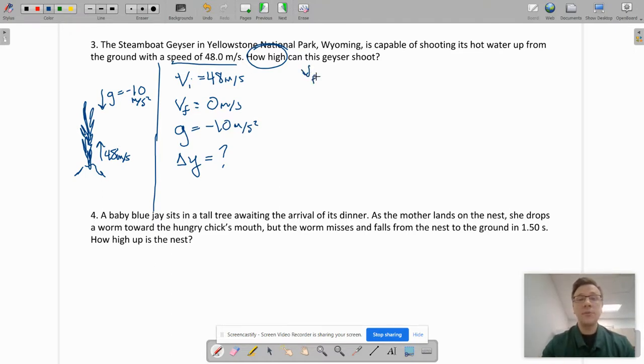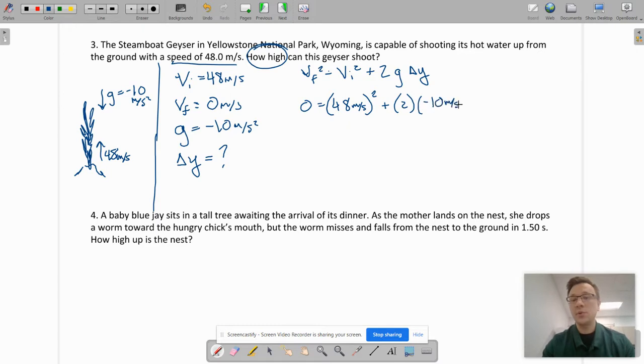So vf squared is equal to vi squared plus 2g delta y, okay? So here I can plug in 0 is equal to 48 meters per second squared plus 2 times negative 10 meters per second squared times delta y. And I apologize, my stylus is doing crazy things today.